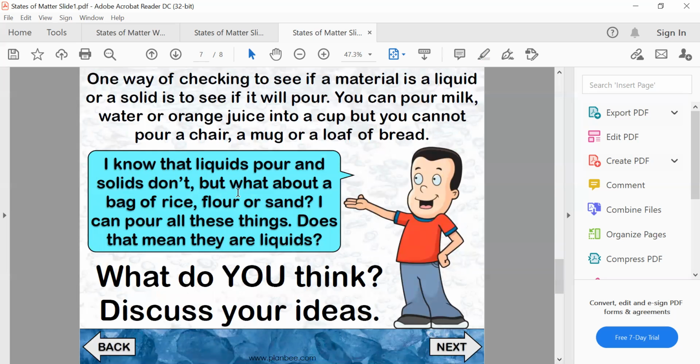One way of checking to see if a material is a liquid or a solid is to see if it will pour. You can pour milk, water, or orange juice into a cup. But have you tried pouring a loaf of bread, a mug or a chair? No, you can't do it. So we know that liquids pour, but solids don't. Now hang on, what about a bag of rice or flour or sand? I can pour flour into my bowl, can't I? Does that mean they're liquids? I'm not sure. Have a think. What do you think?